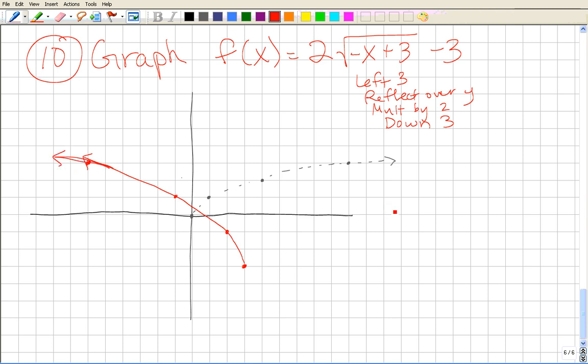Let's talk about what the domain is for this graph. It's all of the x values where x is less than or equal to positive 3, and the range is all of the y values where y is greater than or equal to, this point right here has a y value of negative 3.